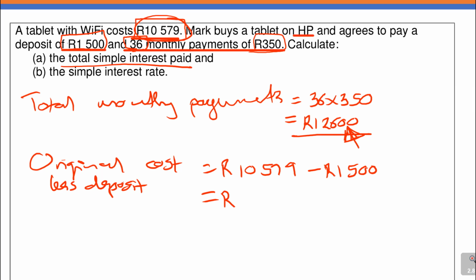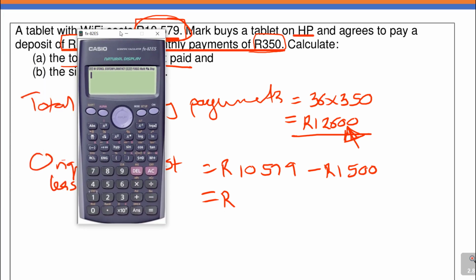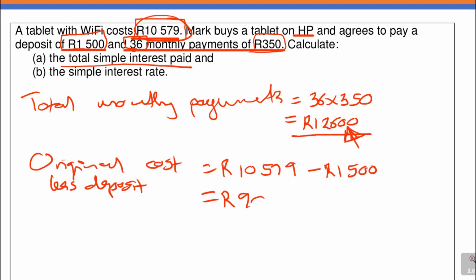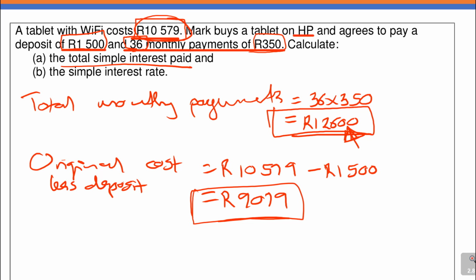Let's take out his deposit first and we'll know how much exactly Mark borrowed. That's what we're trying to find out. How much did he borrow to finance this tablet? 10,579, and they needed a deposit of 1,500. How much did he borrow? 9,079. Are you seeing that? So this is the amount Mark did not have. He didn't have this. And then he said, okay guys, if you have a way of assisting me, they said we can assist you for 36 months, paying 350. It became 12,600.